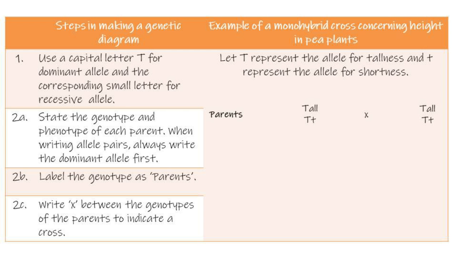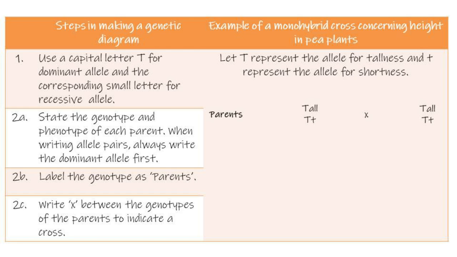Let's first look at a genetic diagram. Let's consider a monohybrid cross between two plants with different height. Both are heterozygous. Tallness is the dominant character, whereas shortness is the recessive character. There are some steps to follow when you are making a genetic diagram.